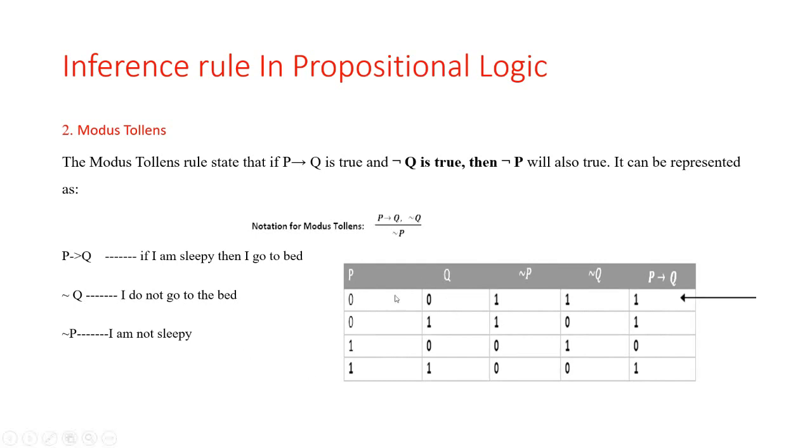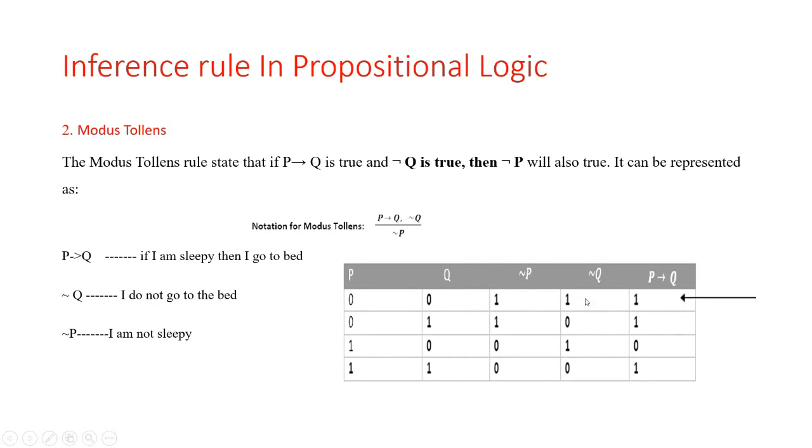So here also we are generating the truth table for the P statement and the Q statement. So the truth table for Q is 0 0 1 1 and 0 1 0 1, and negation of P becomes: 0 becomes 1 and 1 becomes 0, and for the negation of Q, 0 becomes 1, 1 becomes 0, and so on. Okay, so what does the modus tollens rule say? If negation of Q is true, then negation of P will also be true.